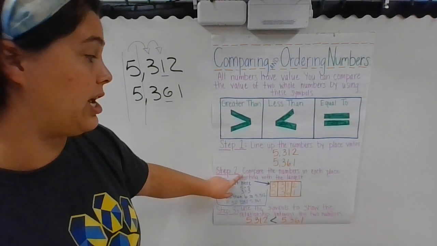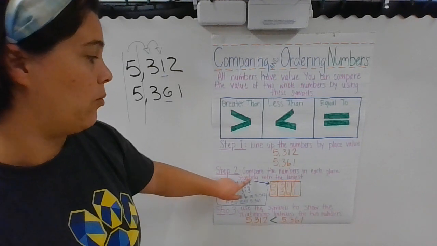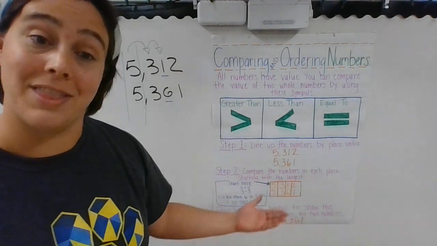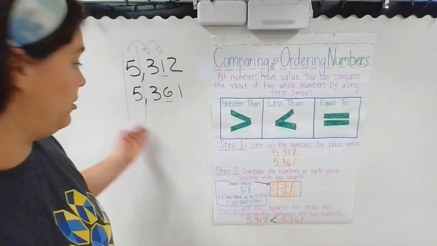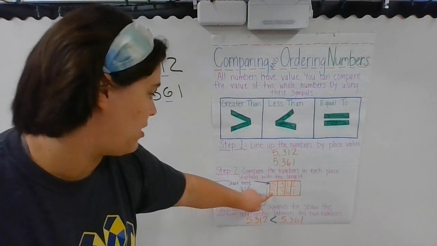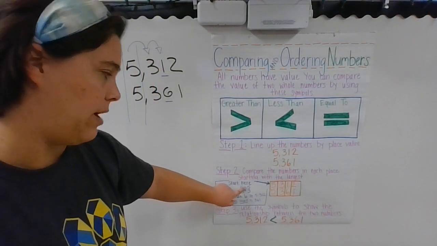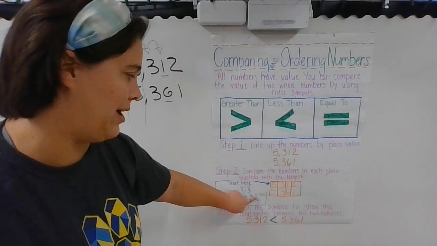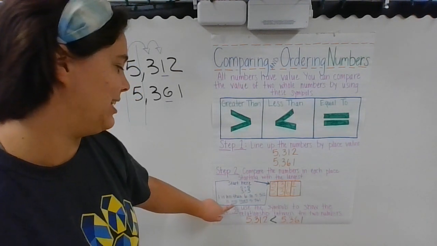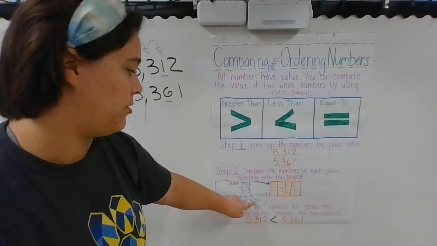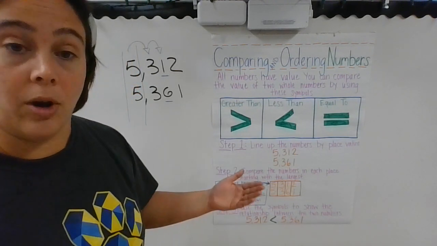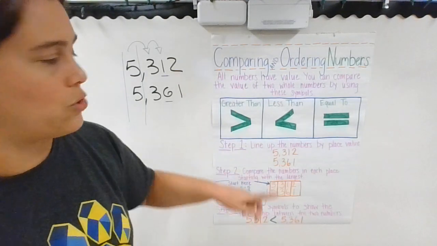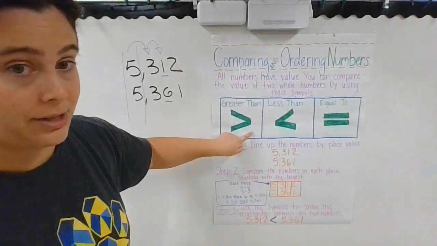Now, right here, what I just demonstrated is step 2 from down here. Compare the numbers in each place starting with the largest, which is the thousands place for this example. So, as you can see down here, it says start here, 5 equals 5, 3 equals 3. 1 is less than 6, so 5,312 is less than 5,361.